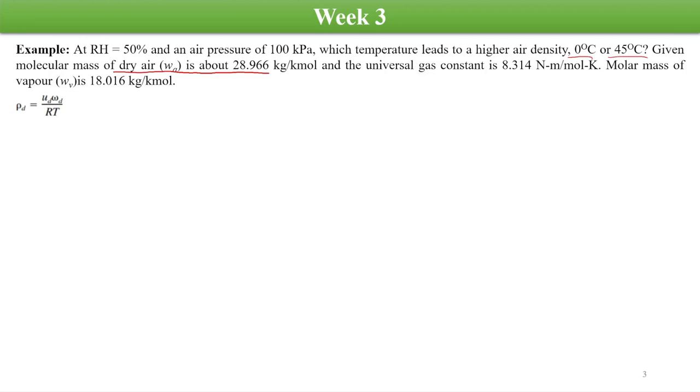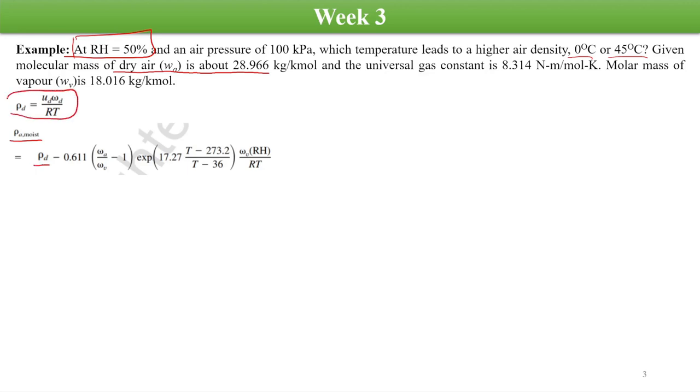So here the relative density is 50%. If we want to determine the dry density of the air, then in that case we can use the formula rho D equals WD upon RT. Okay, but if we determine the air density at some moisture content or the relative density that is given here, then we need to use this formula, that is rho A moist is equal to rho D, which we have calculated here, minus 0.611, and this term.